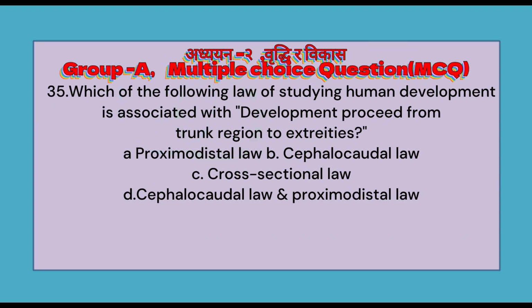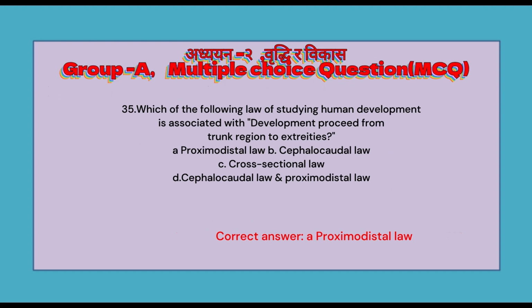35. Which of the following laws of studying human development is associated with development proceeding from the trunk region to the extremities? A. Proximodistal law. B. Cephalocaudal law. C. Cross-sectional law. D. Cephalocaudal law and proximodistal law. Correct answer: A. Proximodistal law.